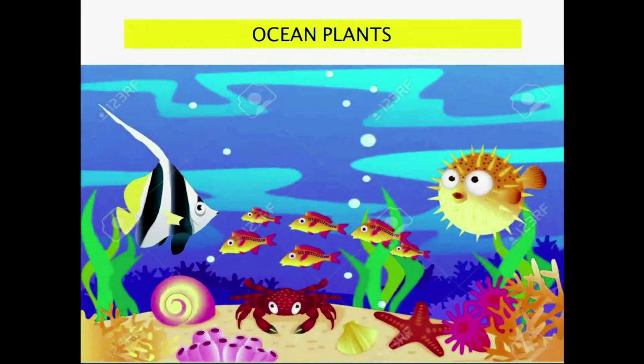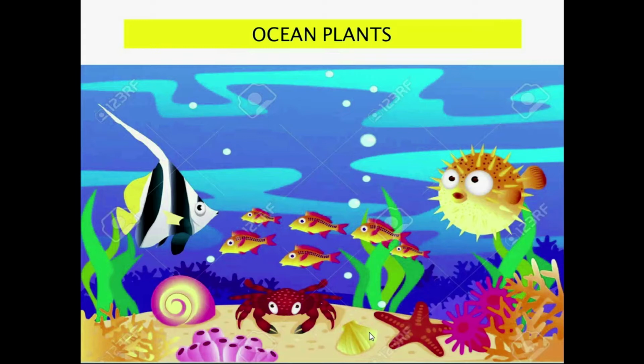Then we have ocean plants. There are some plants which live under the water around the fishes. Those plants are called ocean plants. Now those plants are in the water. Can you guess which other living thing lives under the water? If you have guessed fishes, you are right.